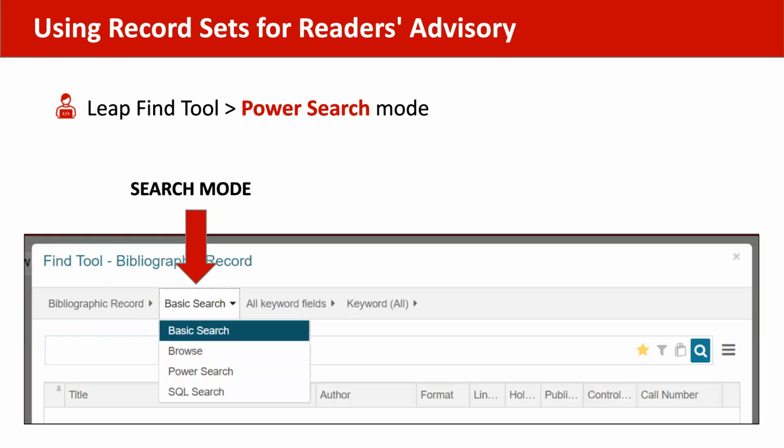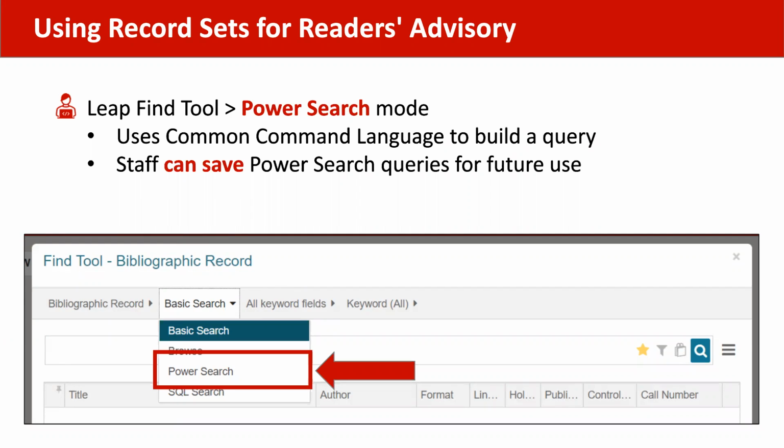So in the Leap Find tool, part of the setup is this search mode. This tells the Find tool how you're building the search. Most of the time, we're all using basic search mode, like in the screenshot here. And this just allows us to build what a lot of us consider to be a normal search, right? We add our conditions, we select our filters, we type in our keywords, that sort of thing. But one of the other search modes is Power Search.